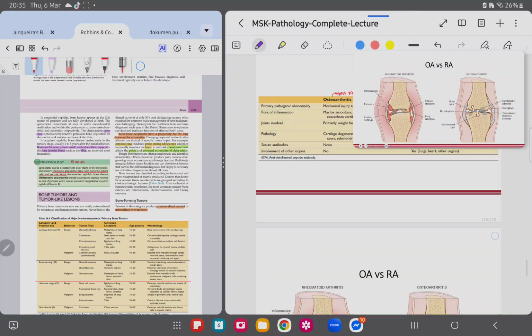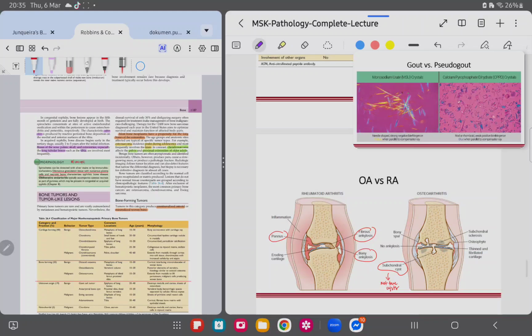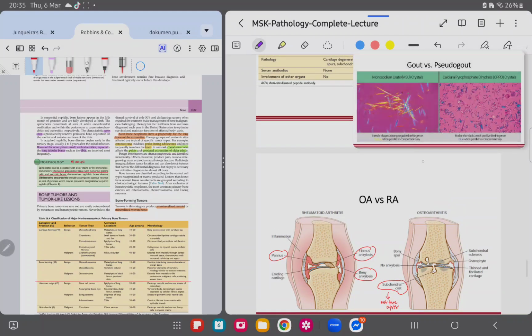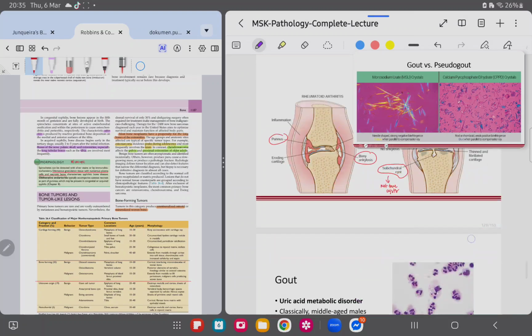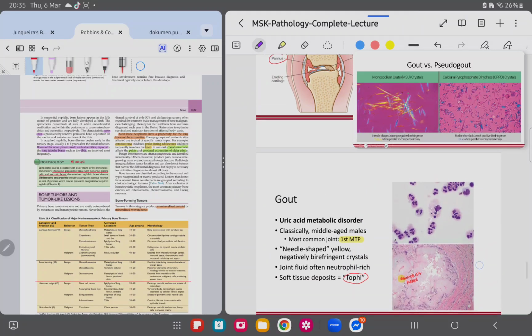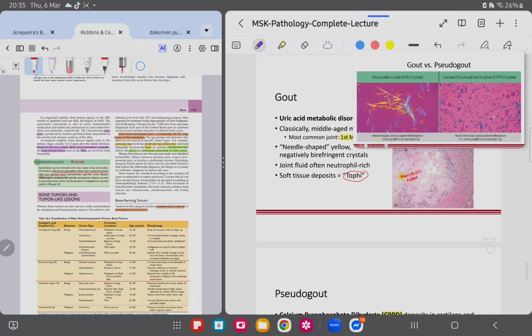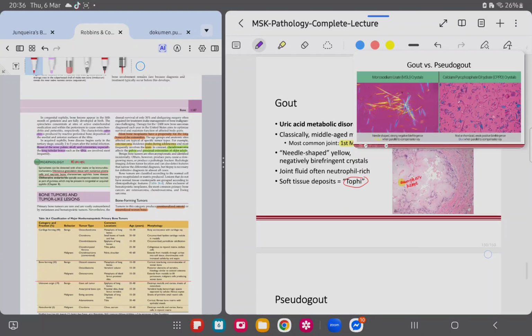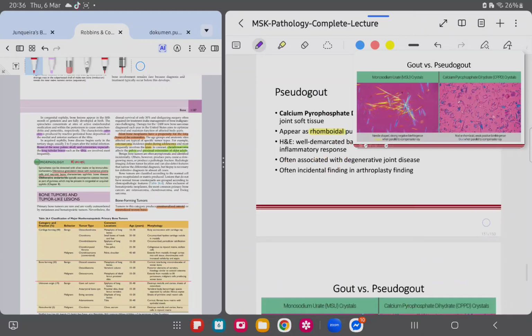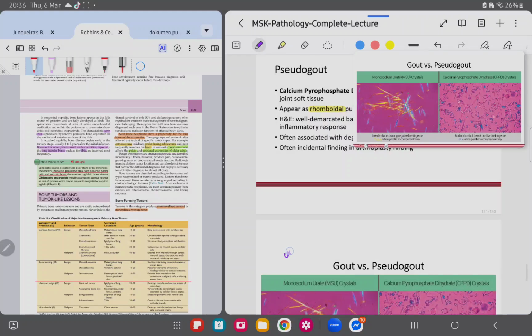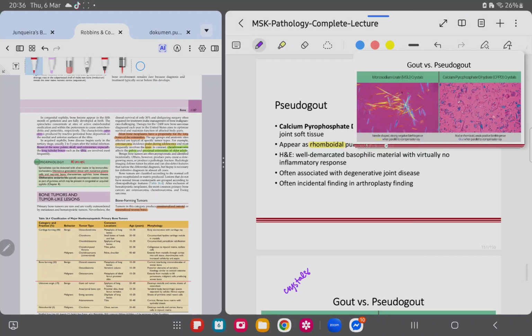Aside from comparing osteoarthritis and rheumatoid arthritis, it's also important for you to be familiar with the differences between gout and pseudogout, the type of crystals that we see in each entity. And you know that gout is the one that harbors your monosodium urate crystals. Possible association with certain syndromic conditions such as Lesch-Nyhan syndrome, which is associated with gout.